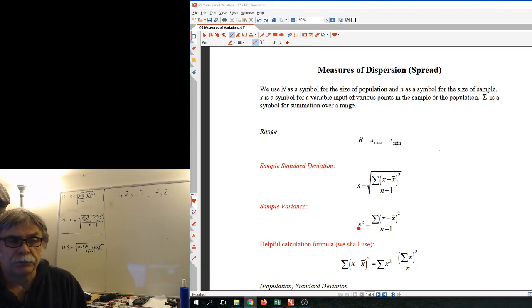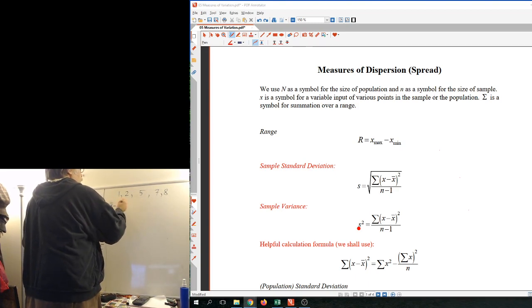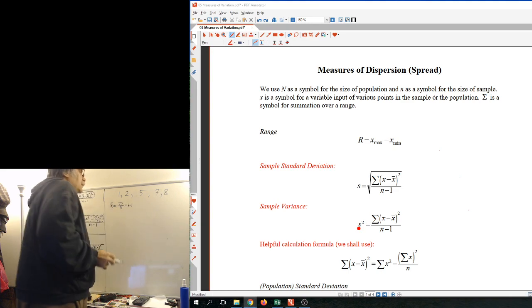Now we could consider a measure of dispersion of a sample like this to be the average distance of the sample points 1, 2, 5, 7, and 8 from the mean. So I need to know what the mean is. That's not hard to calculate. The mean x bar is 1 plus 2 plus 5 plus 7 plus 8, which is 23, divided by 5 of them, which is 4.6. Okay, so I have that.